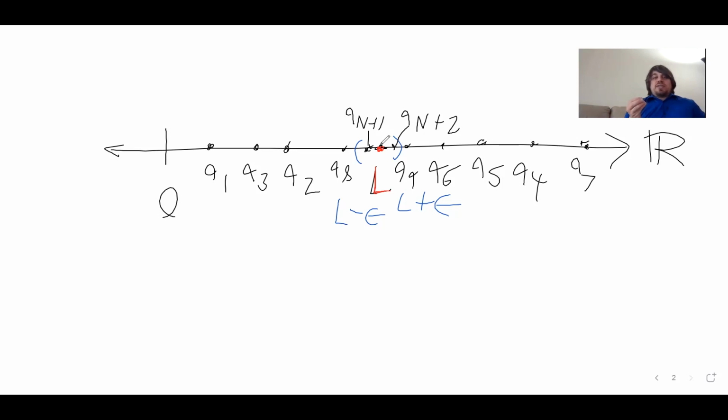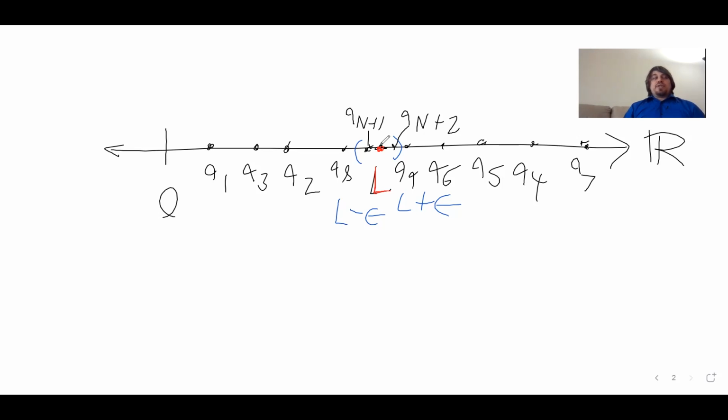And instead of a millionth, if I choose 1 ten-trillionth, eventually all the terms of your sequence will be within 1 ten-trillionth of L. So that's the idea of a limit of a sequence. It's a real number such that eventually, no matter how small a distance you choose, all the terms will be as close as you want to that limit.